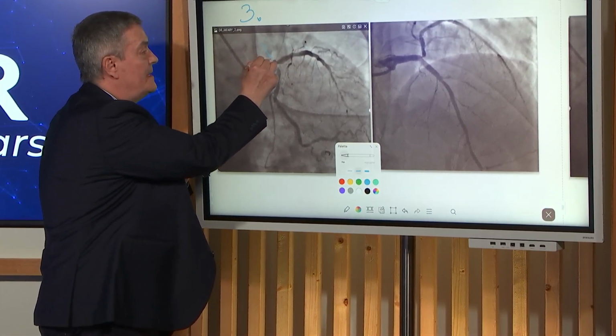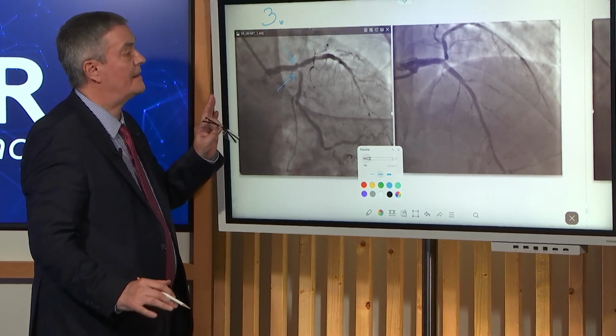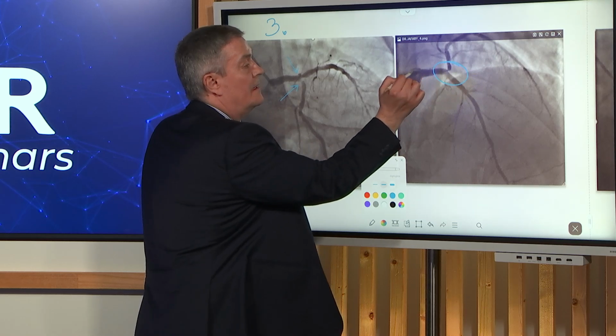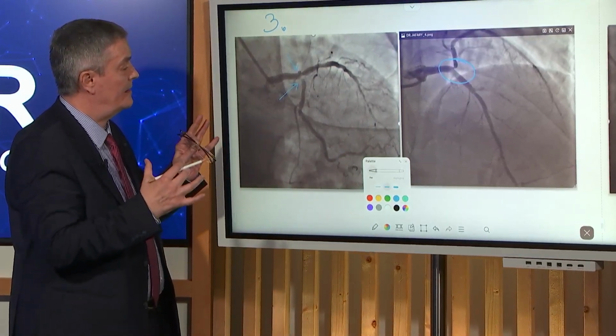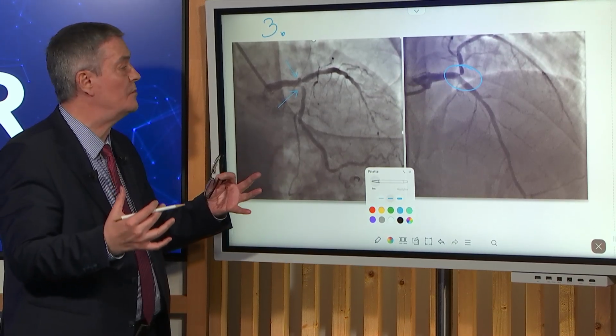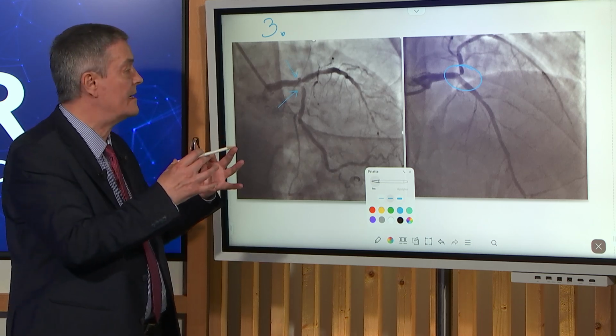Also, some disease already present at the ostium of the LAD, but definitely non-significant. And in the other projection, clearly disease of the circumflex ostium. It's a long vessel, so diameter is probably not small. There is linear correlation between the length and diameter.